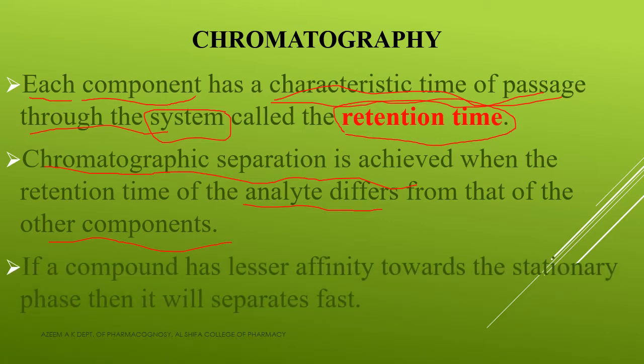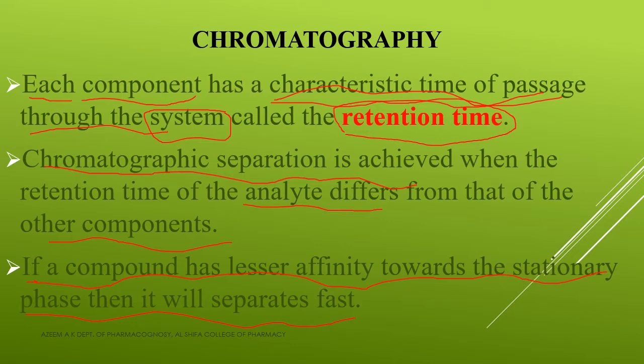Clear? Okay. So if a compound is having lesser affinity towards a stationary phase, then it will be separating fast. Clear? So I already told that two phases are there. One is a mobile phase and second one is a stationary phase.